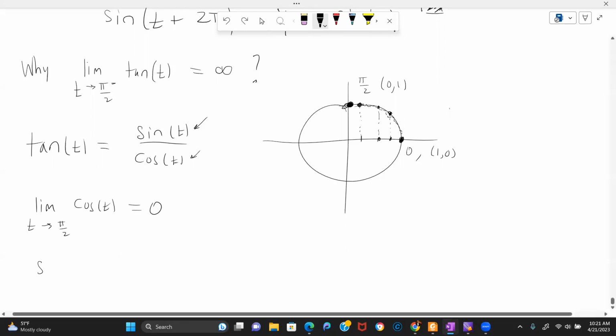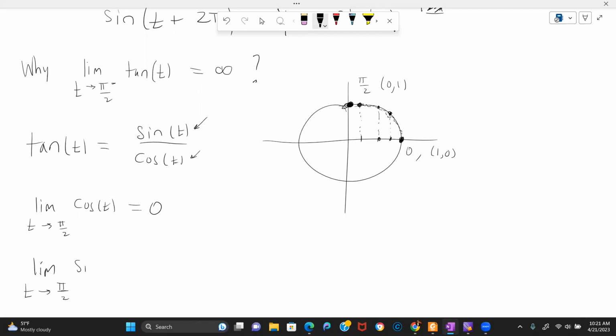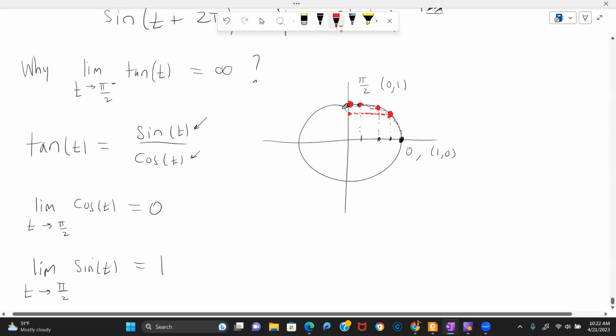As for the limit as t approaches pi over 2 of sine of t, you get 1. If you take these same points, these points are getting close to this point, and when you look at the y coordinates, they're getting closer to 1. That's why this limit equals 1, and that's why the other limit is 0.